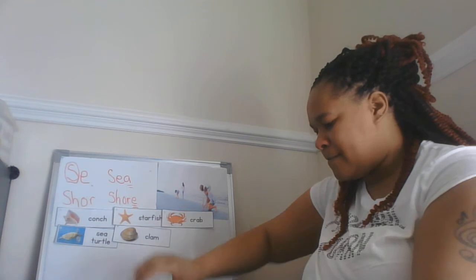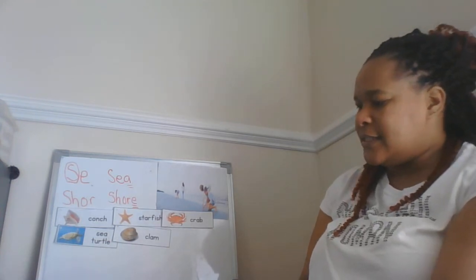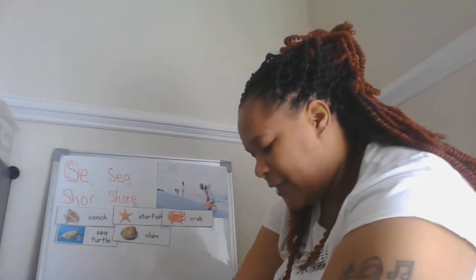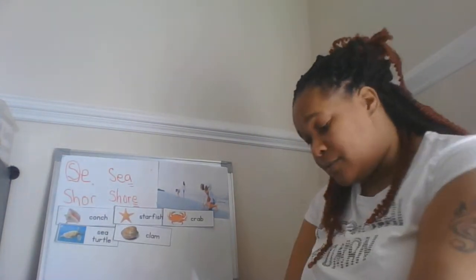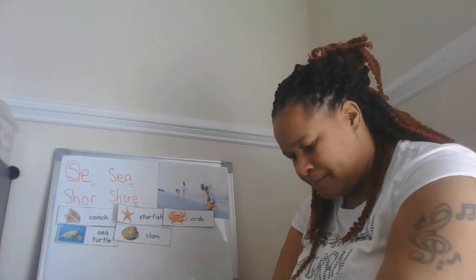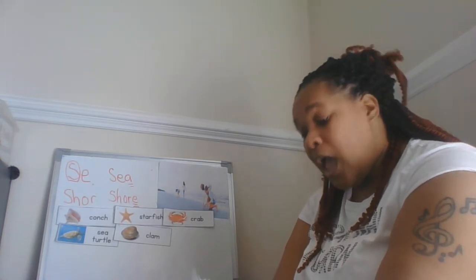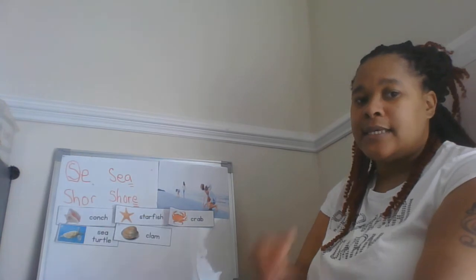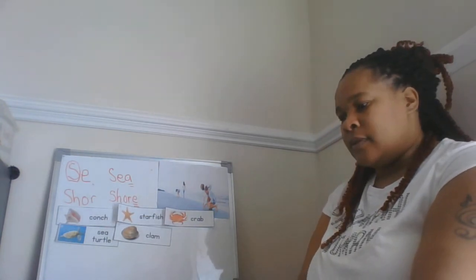Okay. Now let's see what else do we have. Do you know anything else? What else can we find? It's called a sea cookie. It's flat. Do you know?